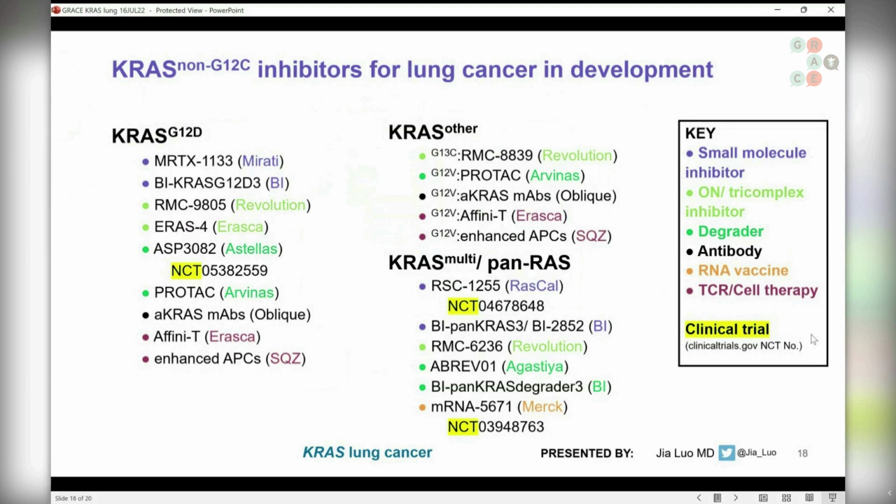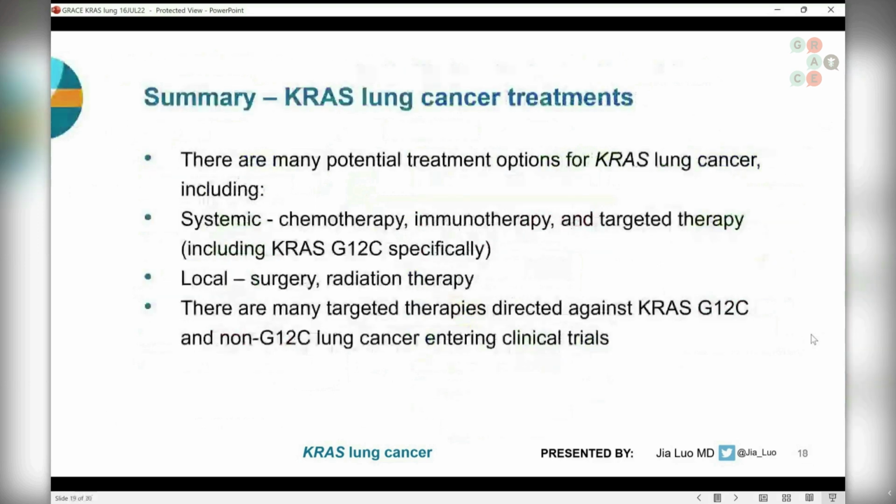So final slide. I just want to summarize, there are many, many potential treatment options for people with KRAS lung cancer that medical oncologists will speak to you about, and this includes several categories of systemic treatments, including our first targeted therapy in KRAS G12C lung cancer. There are locally directed treatments, and then to remind you at the very end that there are many new treatments that are being developed in clinical trials for individuals with KRAS lung cancer. All right, next slide.